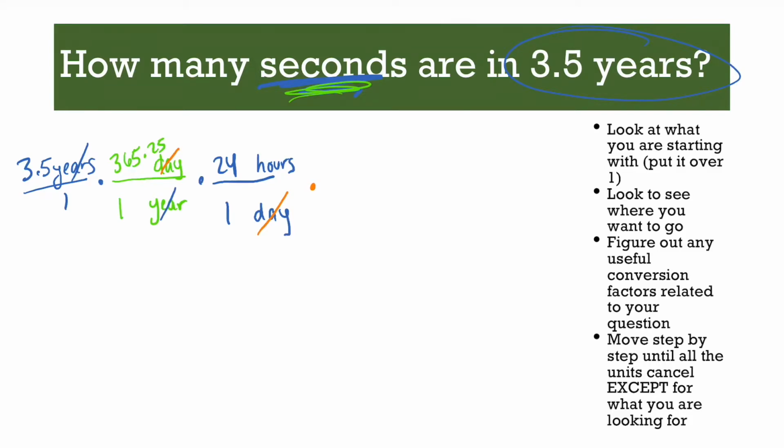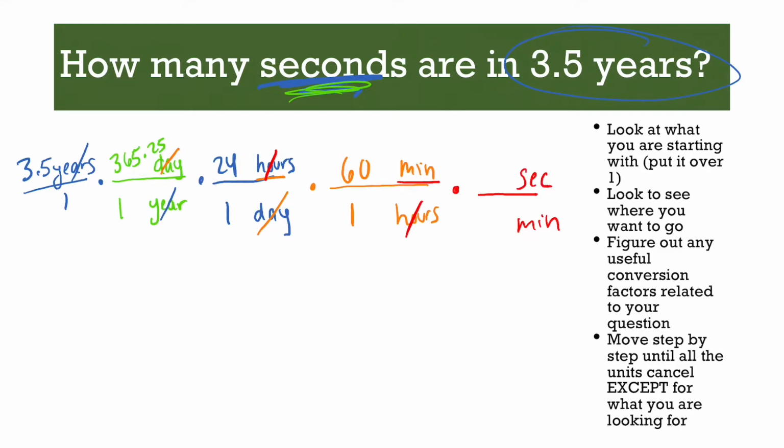Almost. Not yet. Okay. So now we want to get rid of hours. So we put hours on the bottom. And what's smaller than an hour that helps us get to seconds? You should have thought minutes. So again, there is 60 minutes in 1 hour. And now hours have canceled out and we are in minutes. Again, not done yet. We want to get rid of minutes. That goes on the bottom.